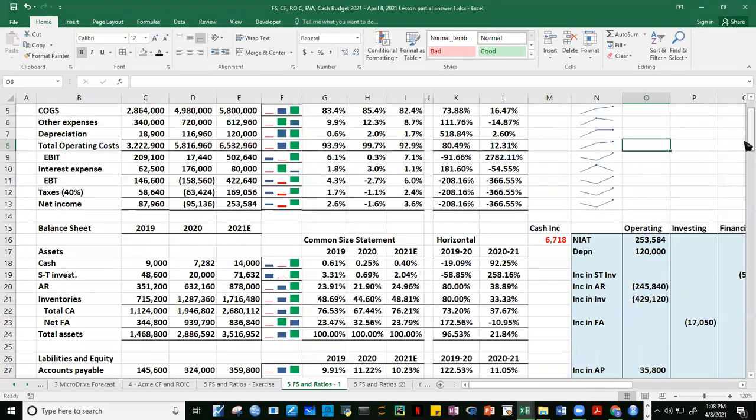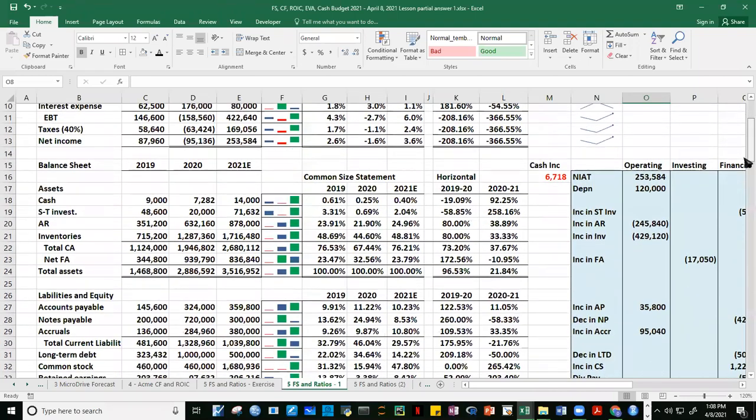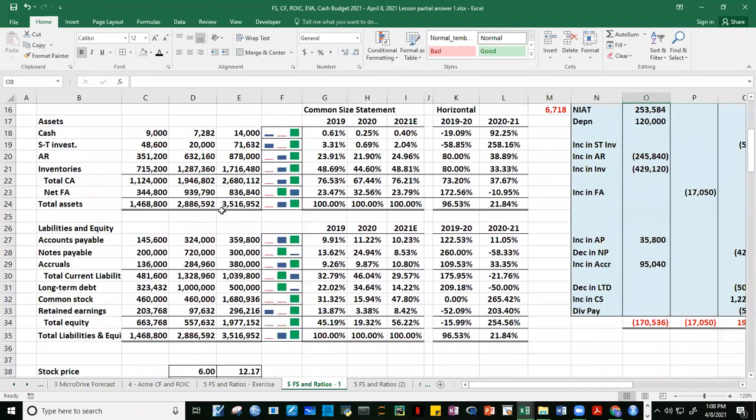So I did that also for the balance sheet below, for the asset side, and for the liabilities and equity side. Let me pause for a while.